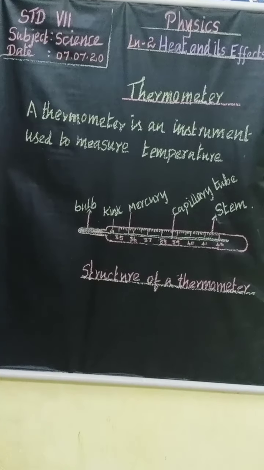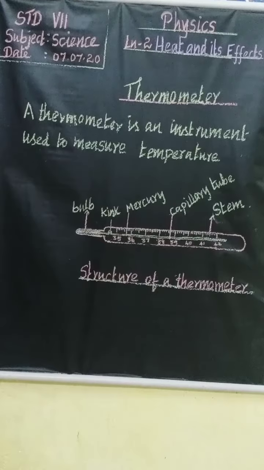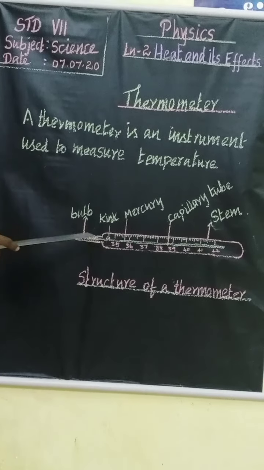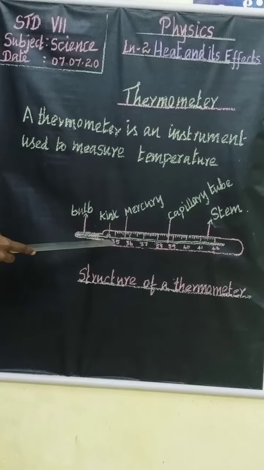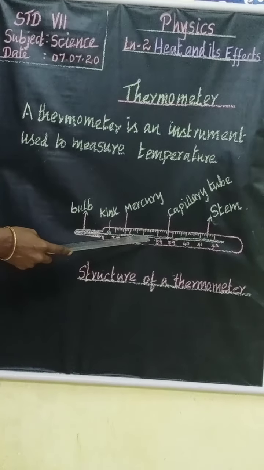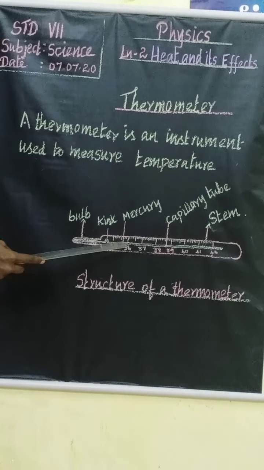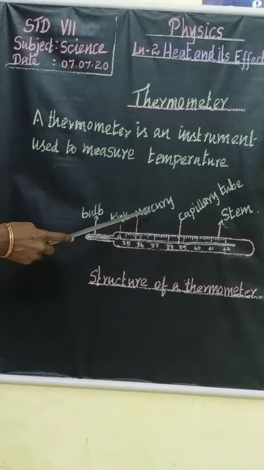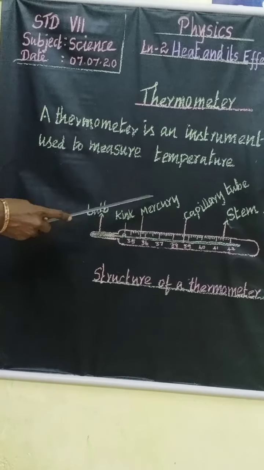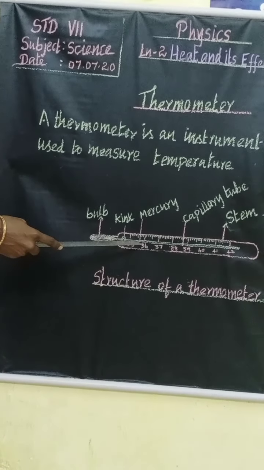Take a thermometer and examine it carefully. You will see a shiny liquid in the bulb and a thin thread of the same liquid inside this capillary tube. What is that shiny liquid? That is mercury. Why are we using this liquid in a thermometer?